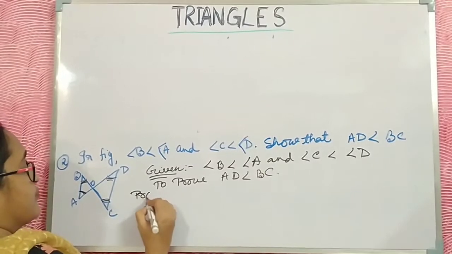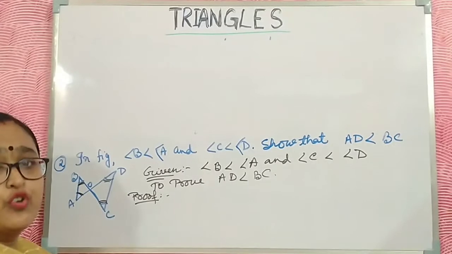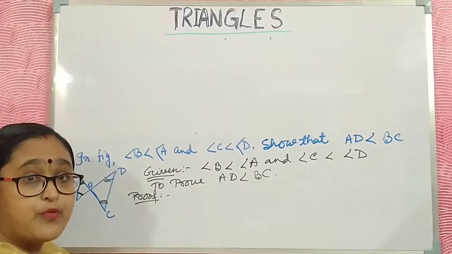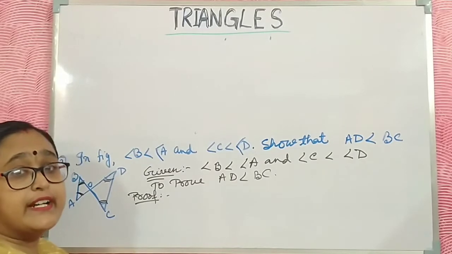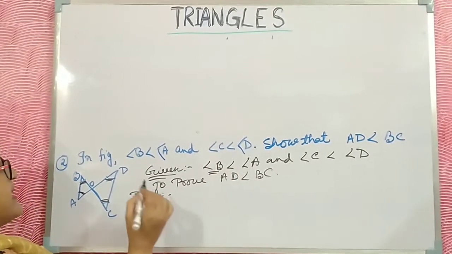Now I start the proof here. All of you know, the opposite side of the lesser angle is less, the opposite side of the greater angle is greater. That's why here we say angle B is less.